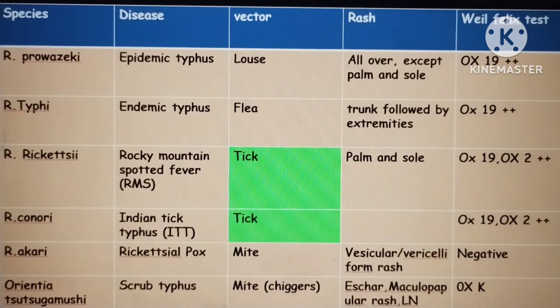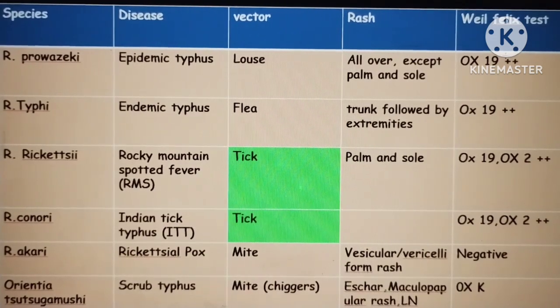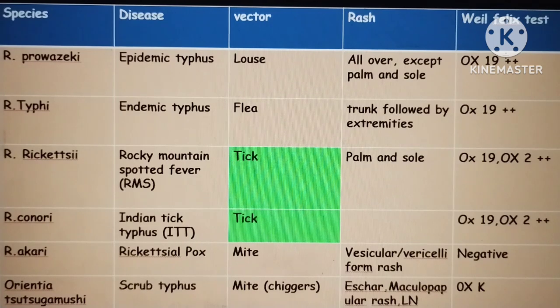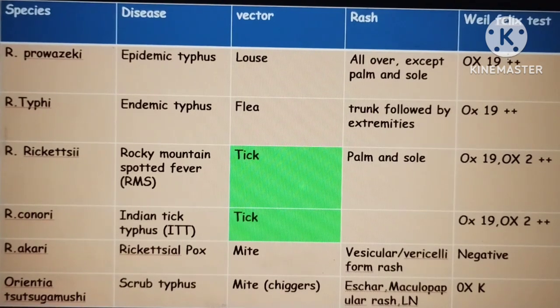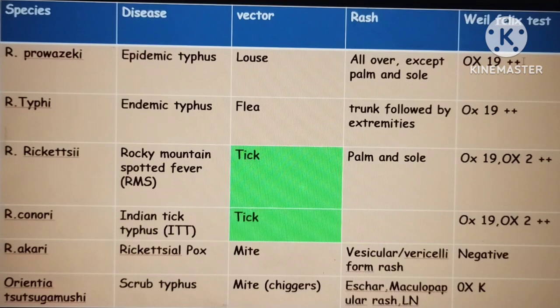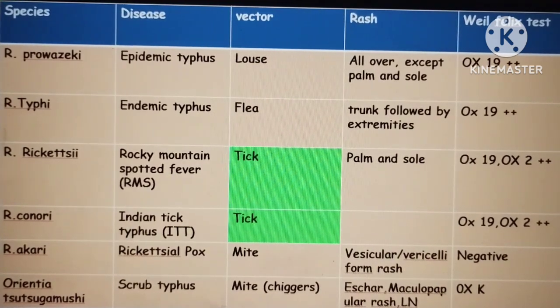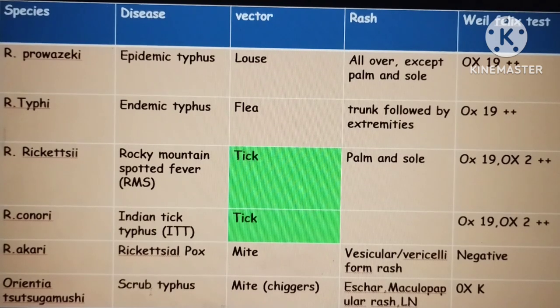Now the rickettsia. For rickettsia, just remember this tabular column, it's more than enough. Rickettsia prowazekii causes epidemic typhus. The vector is louse, and the rash is all over the body except the palms and soles, and OX19 will be positive. For epidemic and endemic, it is OX19. For tick-borne, OX19 and OX2 will be positive. For akari it is negative, and for Orientia, that is scrub typhus, it is OXK.